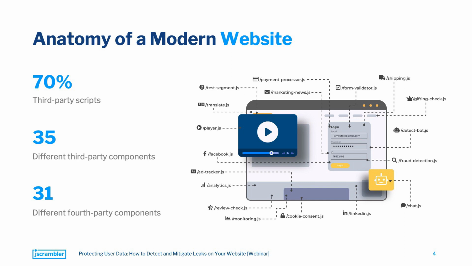On the right-hand side of the screen here, we see a simple illustration portraying a typical website that is using some of the most common types of third-party scripts. We have things like a video player, analytics tools, form validation, and a live chat widget. This roughly averages out to about 35 third-party components and 41 additional fourth-party components, which obviously creates a very complicated supply chain, as you may imagine.